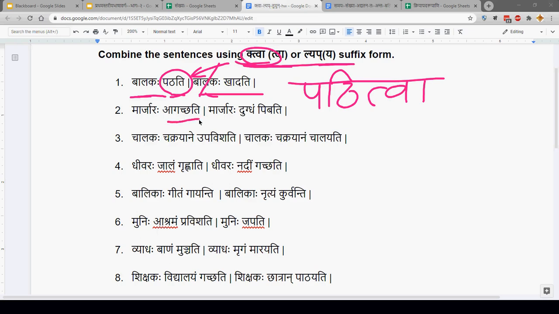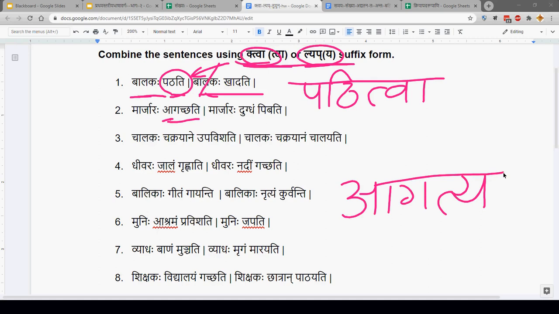Now, the second one is agacchati. Here to gacchati, a prefix is added. So in that case, this kind of suffix called lyap, which changes to ya, is added. So agacchati becomes agatya.